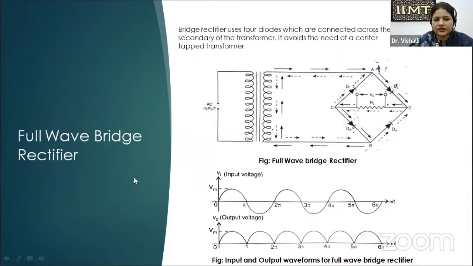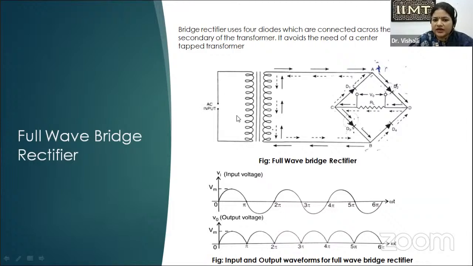Next, the second category is the bridge rectifier. In the full wave bridge rectifier, we are using 4 diodes. These 4 diodes are connected across the secondary of the transformer, and the arrangement is just like a Wheatstone bridge, which is why it is called a bridge rectifier.